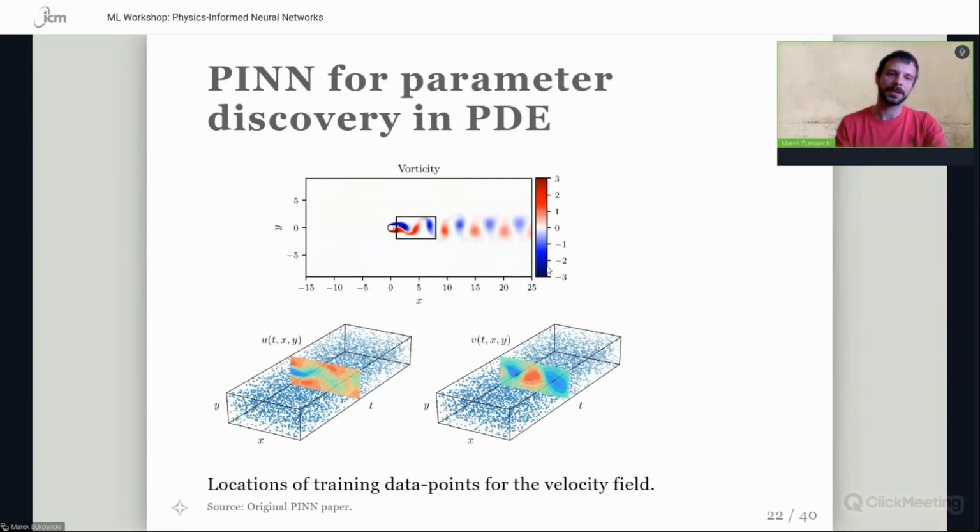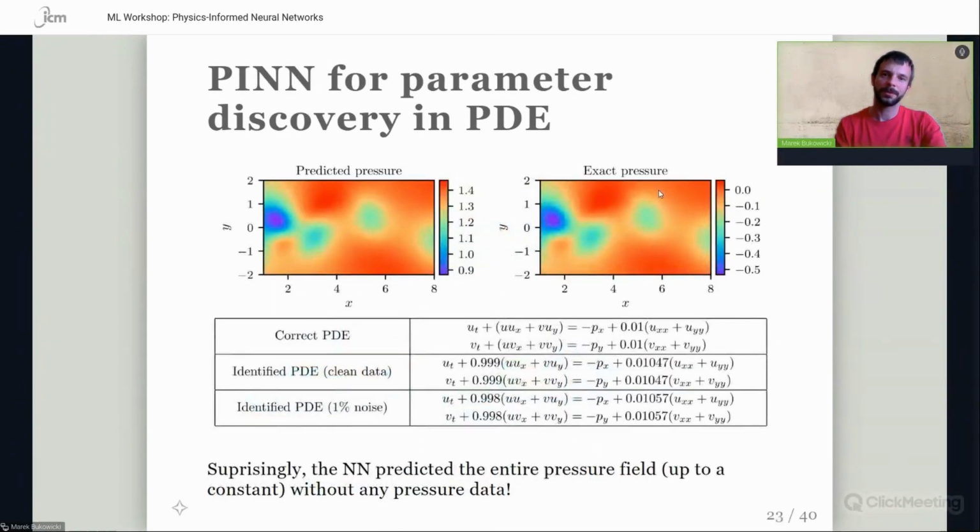And it turns out that it is not only working, which is already very good, but it can also accurately predict the pressure, at least the gradient of the pressure, because the pressure itself does not play a role. So the predicted pressure this way is very similar to the exact pressure, even though we did not give any information about pressure itself, only the fluid velocity.